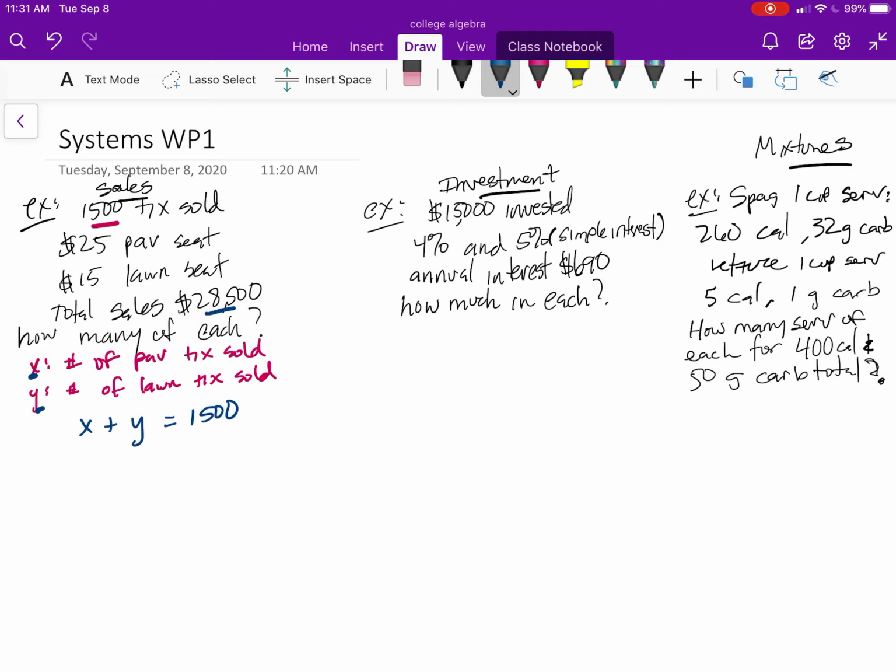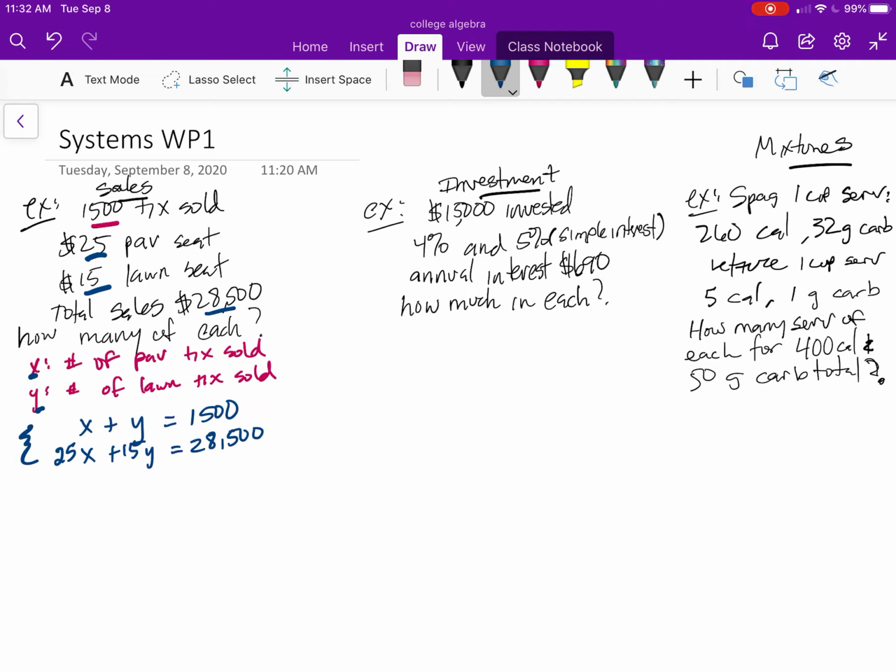To make an equation for the sales, think of, let's say, 10 pavilion seats were sold. Then you would simply take 10 times 25. And then 100 lawn seats, so I'd do 15 times 100. Well, the thing is, I don't know how many of each, but the point is, we were multiplying. We had 25 multiplied by however many pavilion seats, and then 15 multiplied by however many lawn seats. The total yielded $28,500. Now I have a system of equations.